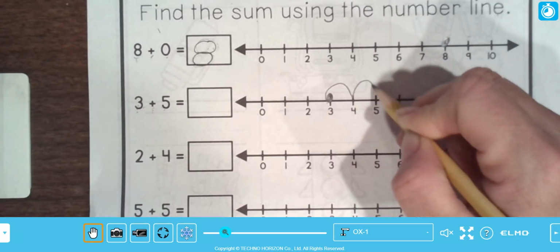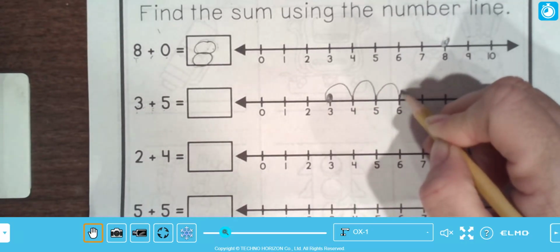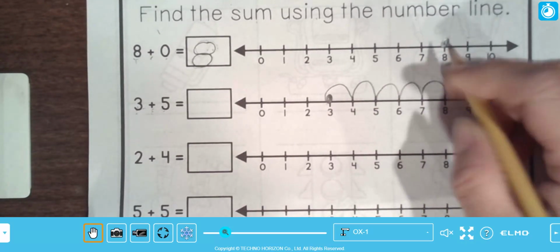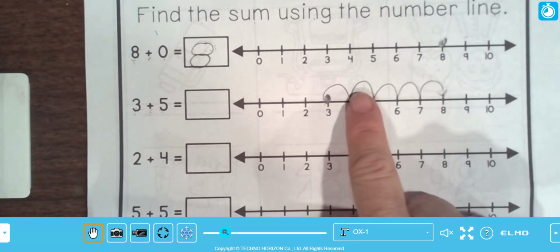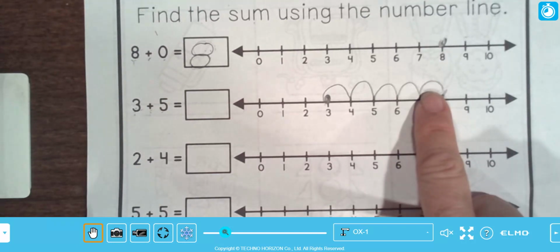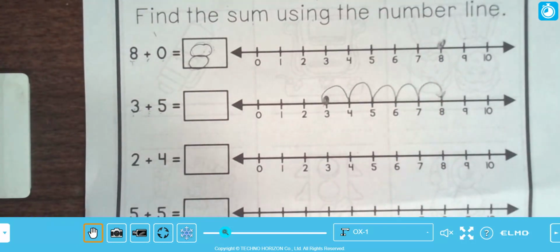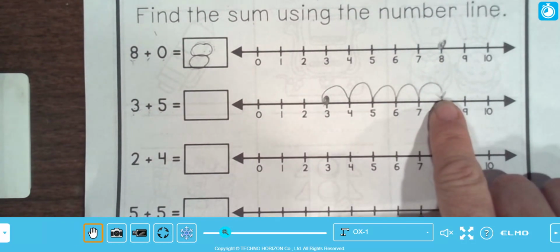1, 2, 3, 4, 5. And I'm going to draw the arrow here. And then I'm going to count them. 1, 2, 3, 4, 5. Yes, I did 5 bumps. So you go ahead and draw your 5 bumps and make your arrow right there.